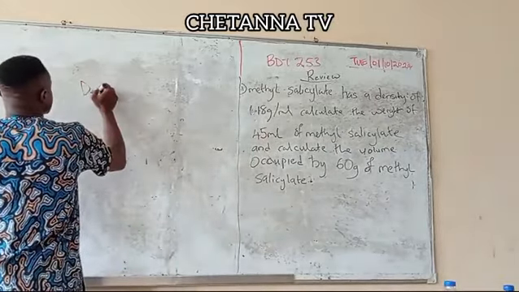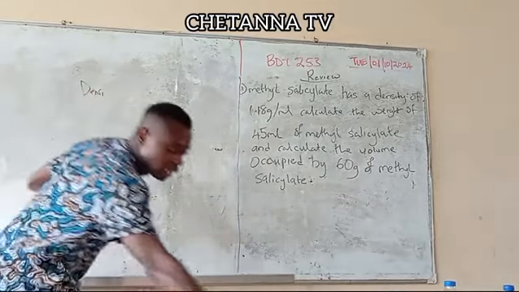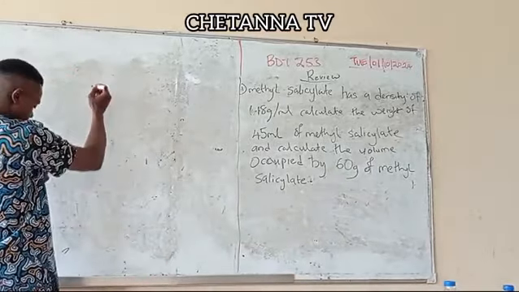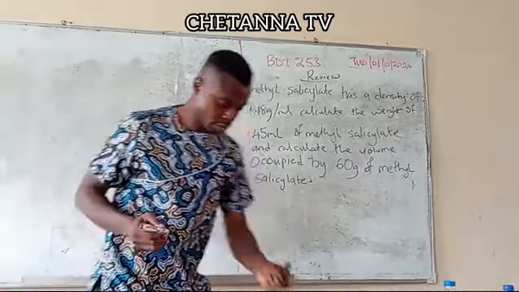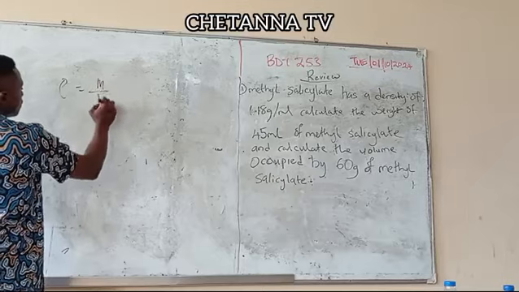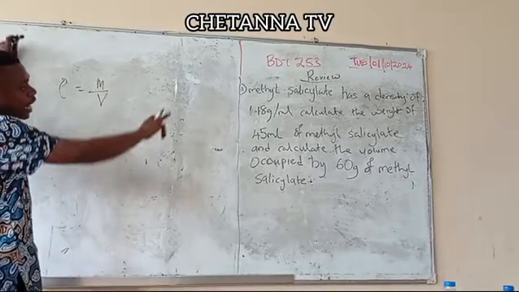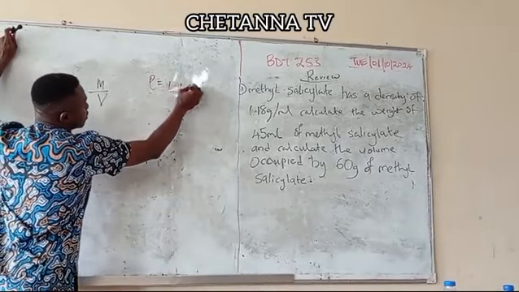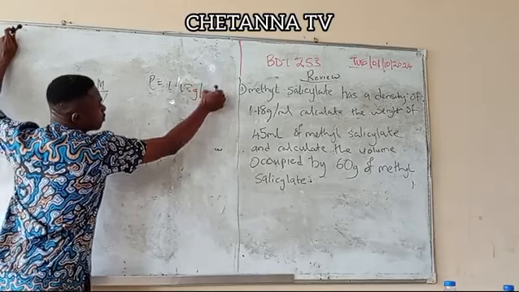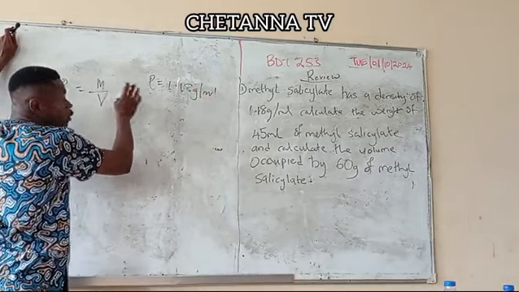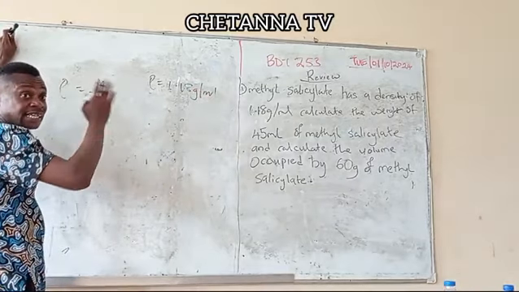Density is what? Let me use it as a symbol. Density is what? Good. Now we are given the density of methyl salicylate to be what? 1.18 gram per what? Ml. And the weight is what? Here we can use both weight and mass interchangeably.